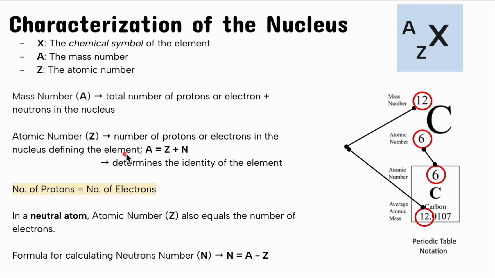The atomic number is the number of protons or electrons in the nucleus defining the element. And this determines the identity of the element. And you probably have heard of this statement already in chemistry.